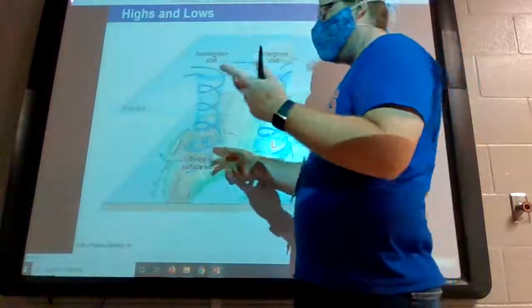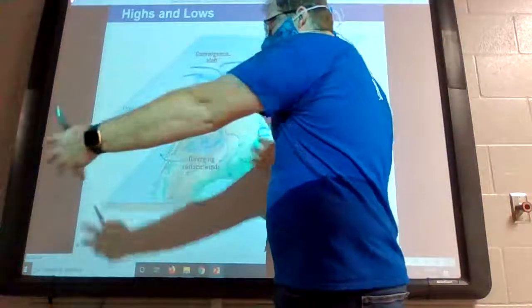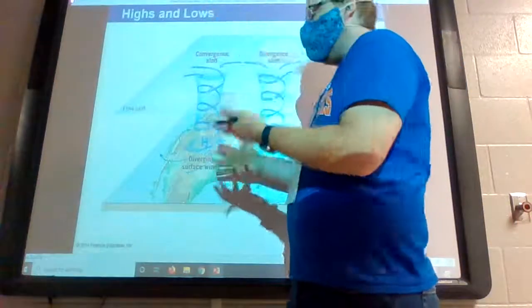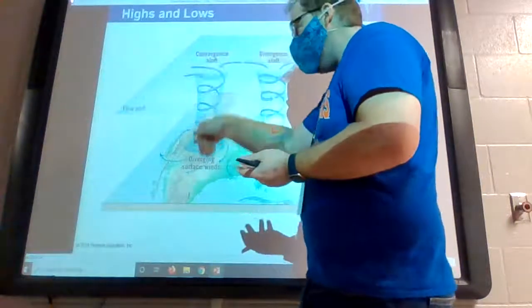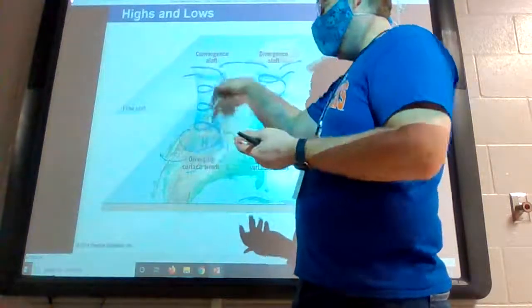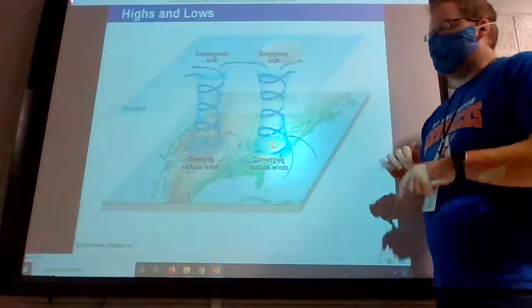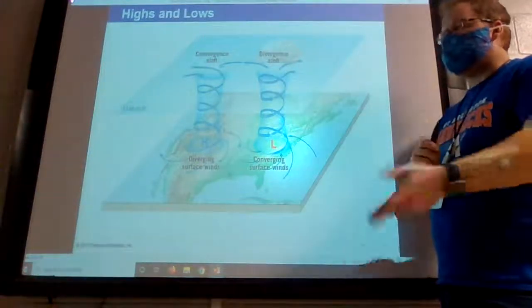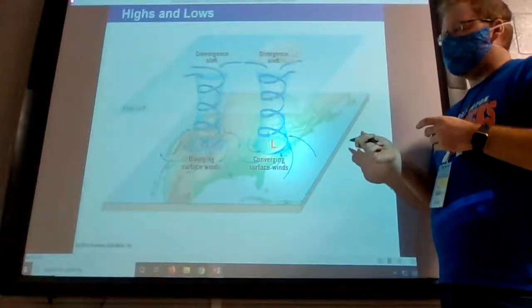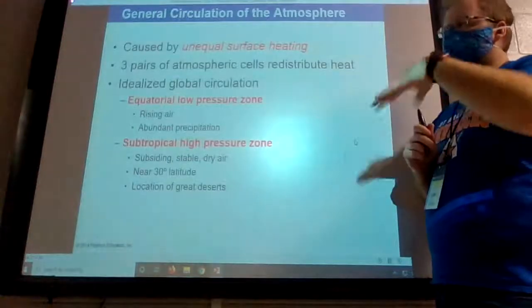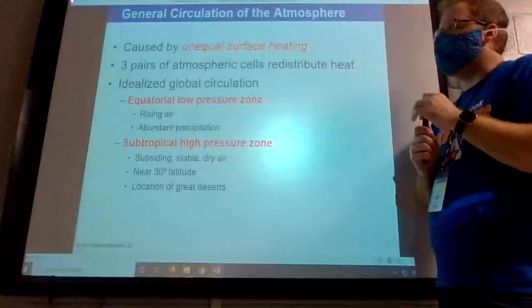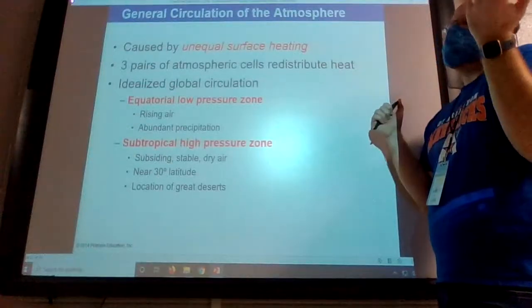Same thing with the high pressure. High pressure, all the air is moving outward. Well, I got to have air to replace the air that's leaving. So it's going to come down from the top of the atmosphere and kind of fill that back in. So it's like this big cycle of air that's happening from the surface all the way up to the top of the atmosphere. And we'll see different pictures like that throughout the PowerPoint. So what causes this stuff to happen?